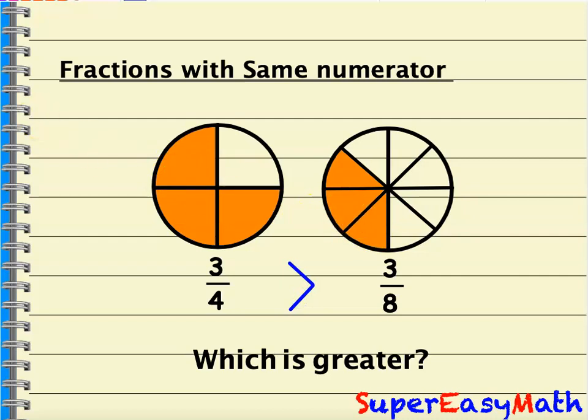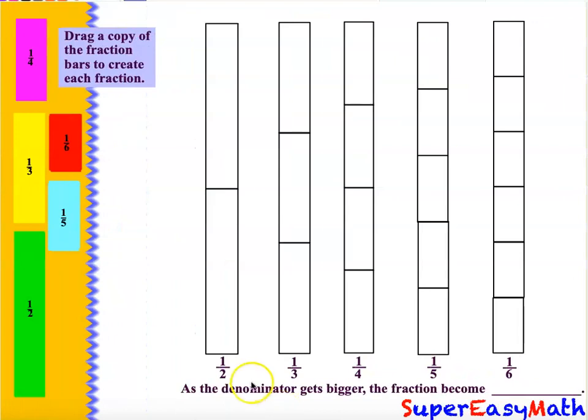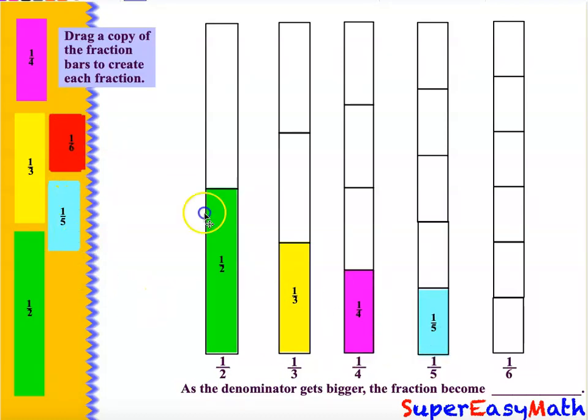Another example. We have here these fractions with the same numerator, which is 1. So 1 over 2 is one rectangle of these two. 1 over 3 is one rectangle of these three. So this is 1 over 3. 1 over 4. 1 over 5. And 1 over 6. As you notice, as the denominator becomes greater, the fraction becomes smaller.